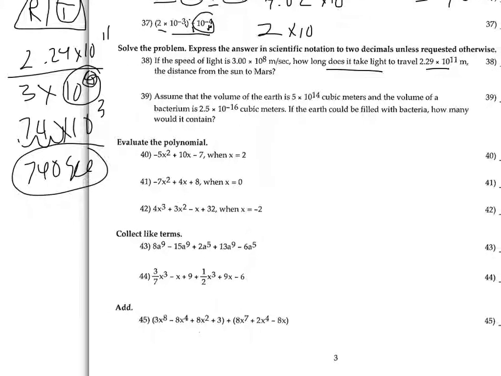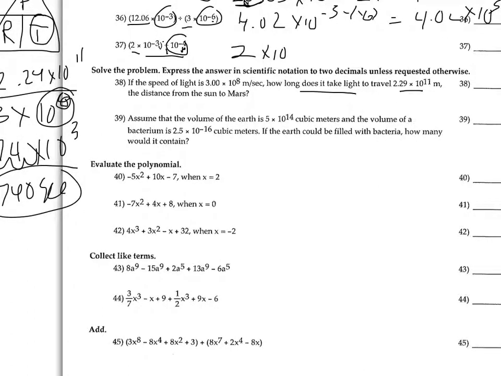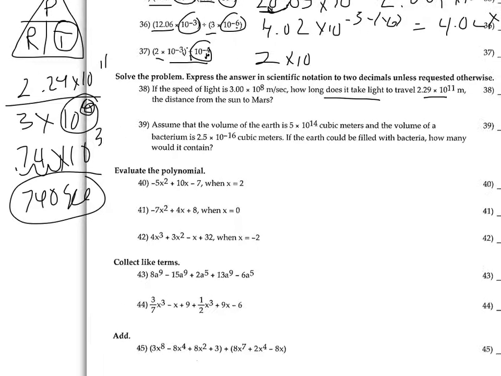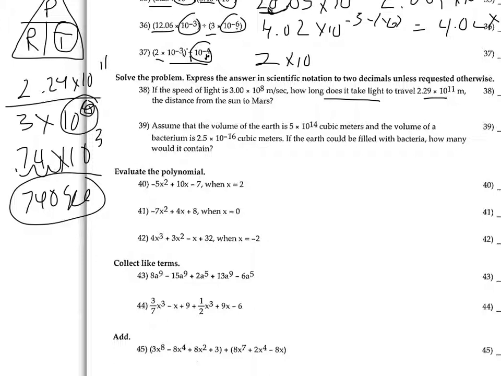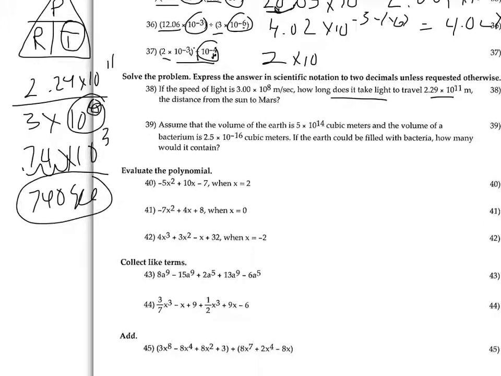So now this next one says, assume that the volume of the Earth is this many cubic meters, and the volume of the bacterium is this many cubic meters. If the Earth could be filled with bacteria, how many would it contain? So we're dividing the volume of the Earth by the volume of the bacteria to determine how many bacteria it would contain.